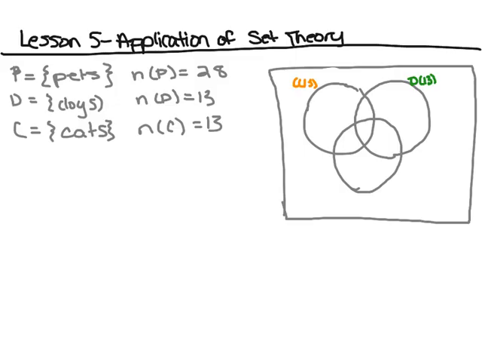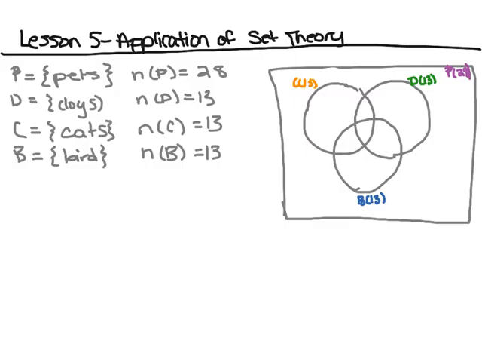And people who have birds is also 13. So N of B is 13. We know there's 13 people with birds. And again, we have 28 kids with pets. Now we are going to keep going.